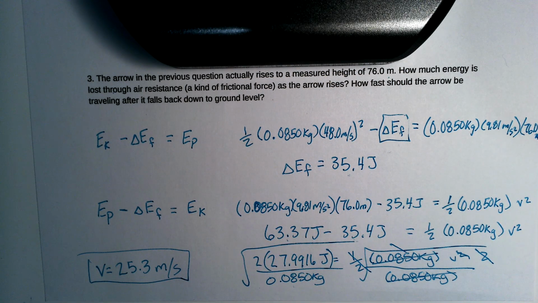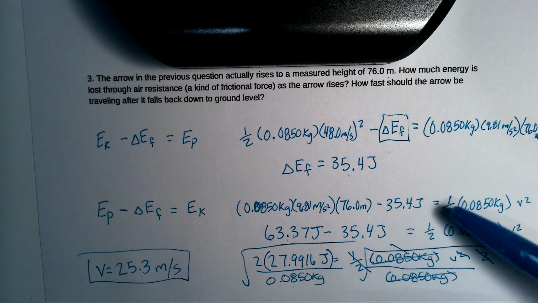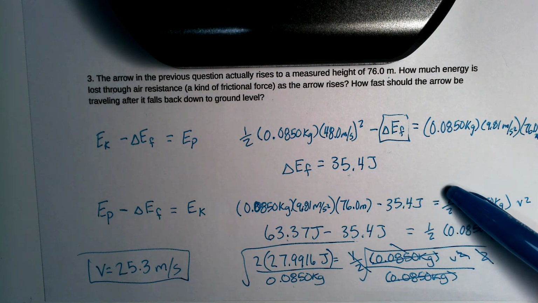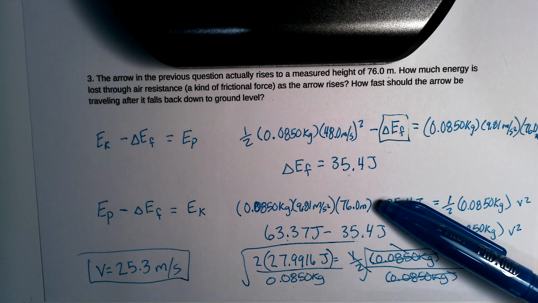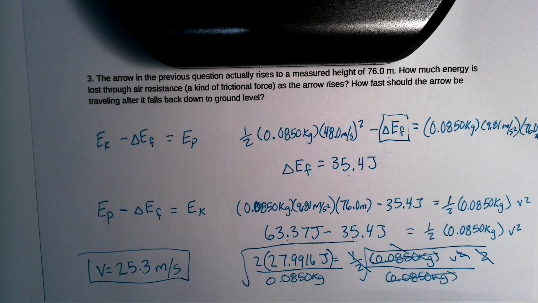If we didn't worry about air resistance, like when we first started in chapter 1, we never worried about air resistance. We did some of these problems where you shoot an arrow up and then it comes down. Remember, your VF would always match your VI. But now we're accounting for air resistance, so it's a little more work because we have to account for the energy lost due to air resistance.